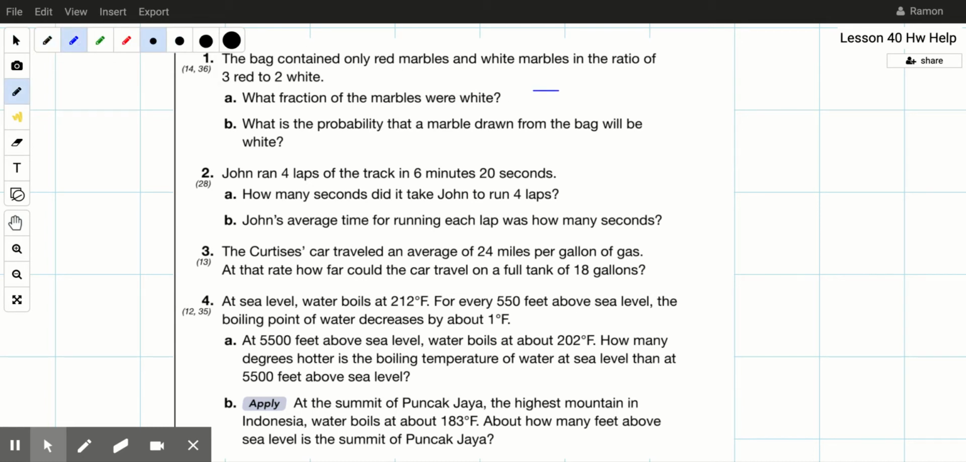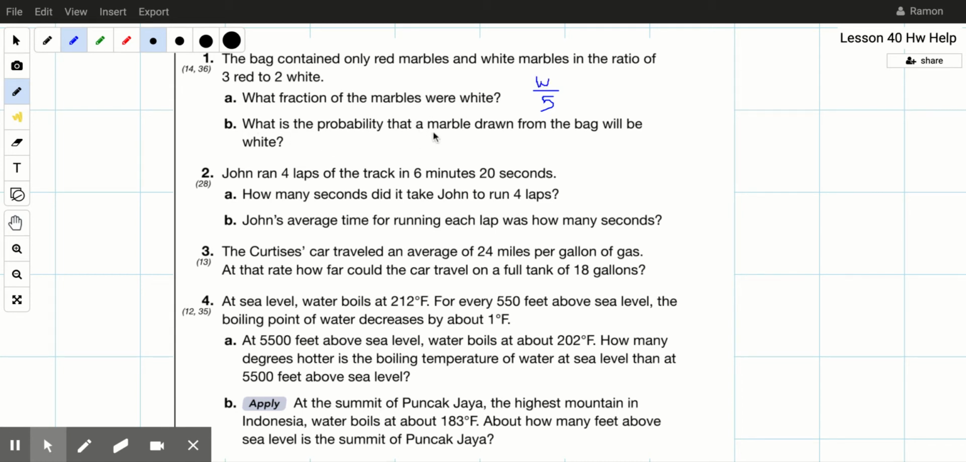Now in the ratio, the total just comes from adding the numbers that are being compared. In this case, 3 and 2. So when we add those, that gives us a total of 5. And then the amount of white marbles will be your numerator for the fraction.